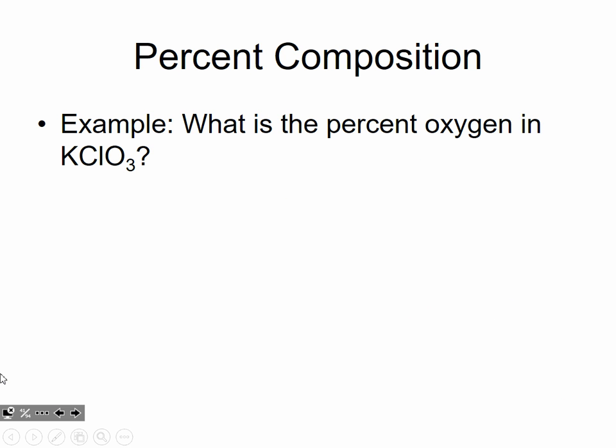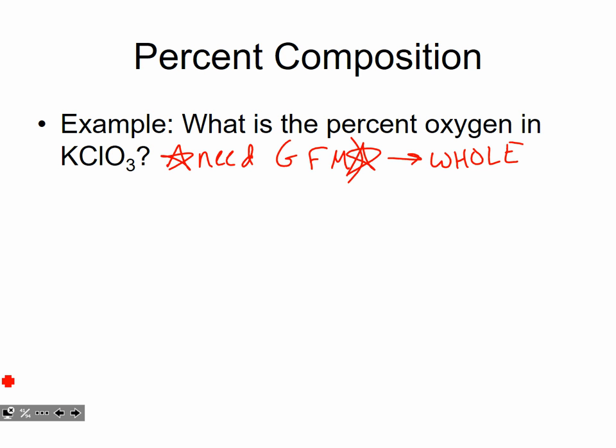So as an example, a very common percent composition problem is: what's the percent oxygen in potassium chlorate, KClO3? So in terms of the part and the whole, when we say the mass of the element and the mass of the whole entire compound, if there aren't specific masses in the problem, then you need the gram formula mass. Because the gram formula mass is going to be your whole, because that is going to be the mass of the entire compound. So the mass of the whole compound in this example is simply the GFM.